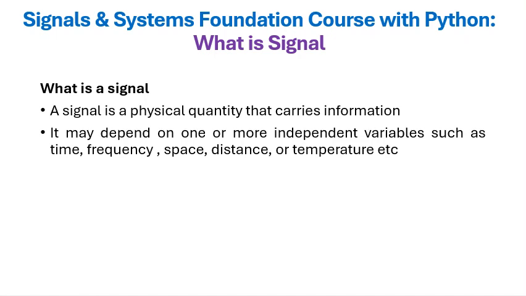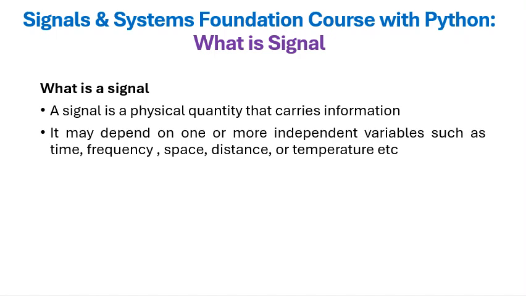Let's define the signal. What is a signal? A signal is a physical quantity that carries information. It may depend on one or more independent variables such as time, frequency, space, distance, or temperature, etc. So that means the signal will vary either with time, so that signal will be called as the time domain signal. Similarly, if the signal varies with frequency, then such a signal is called the frequency domain signal, and if it changes with space, then it may be called as the space domain signals.